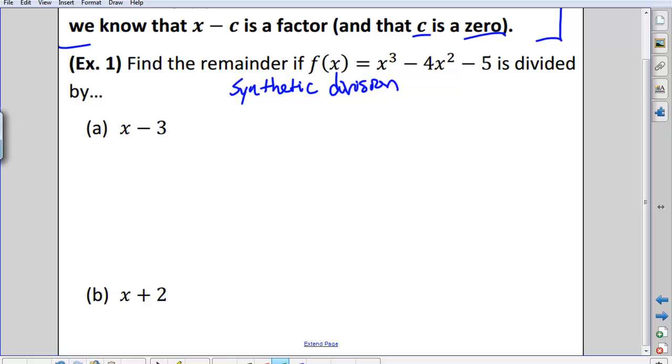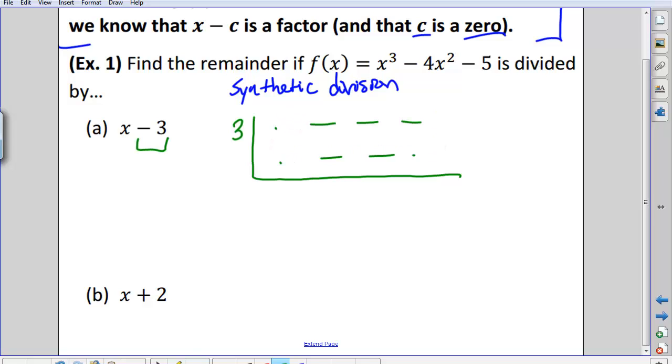So, what does that look like? Well, the first thing we're going to do, if we have x minus 3, is take the opposite of what we have here. That's a minus 3, so I'm going to put a positive 3. And then I'm going to draw an upside down division bar.